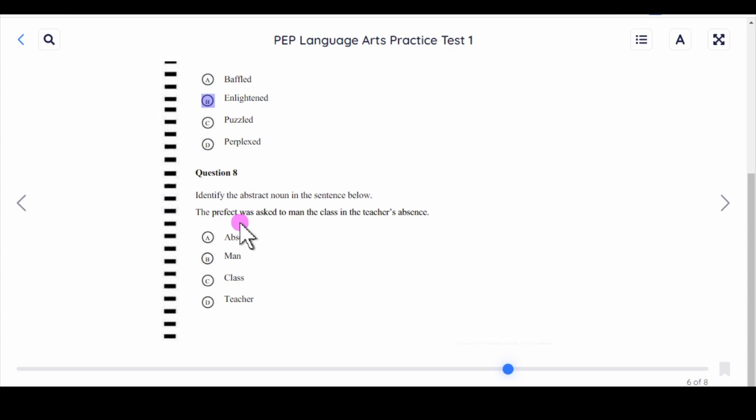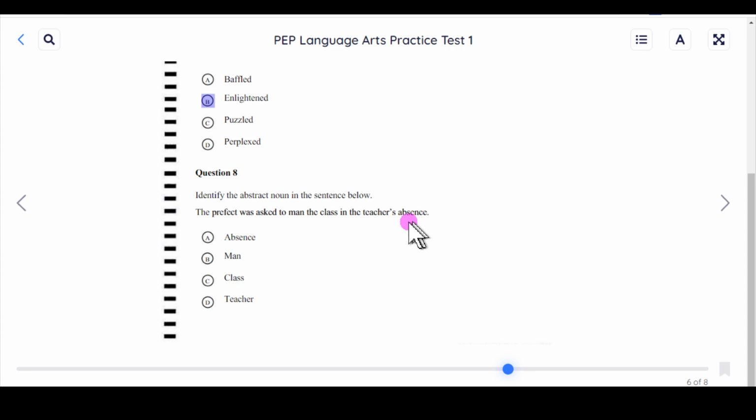Was asked would be a verb phrase. To man, in this case, man here is a verb. Okay, so to man, verb phrase. The class is a noun. In is a preposition. The would be the article again. Teacher's, this is a possessive noun. Absence.